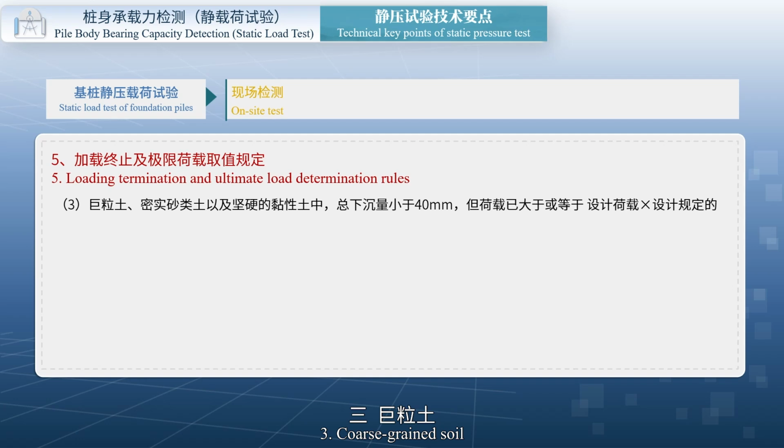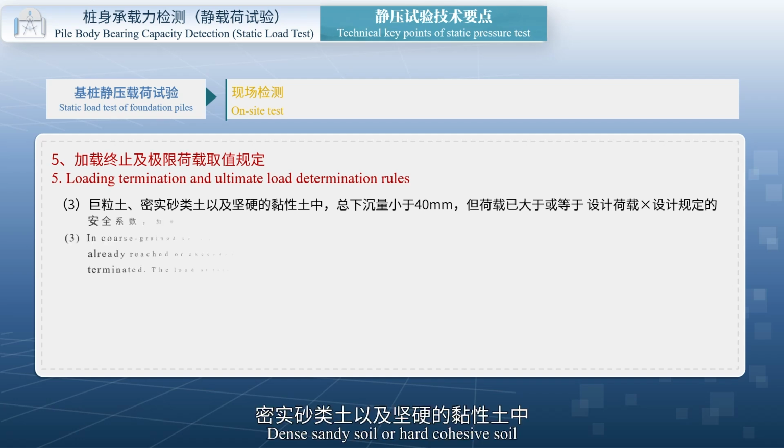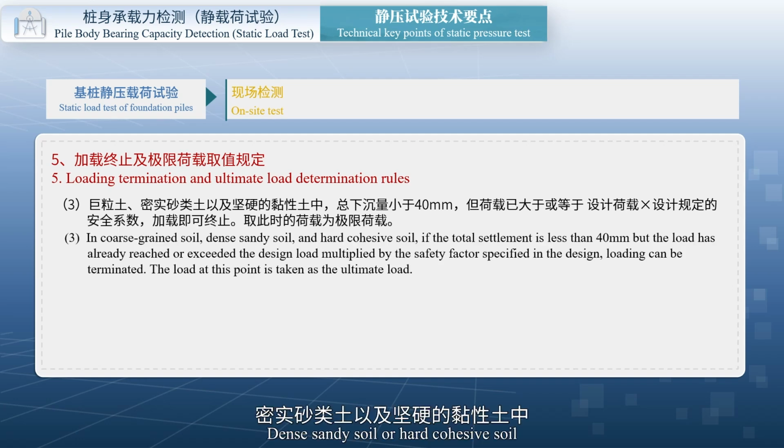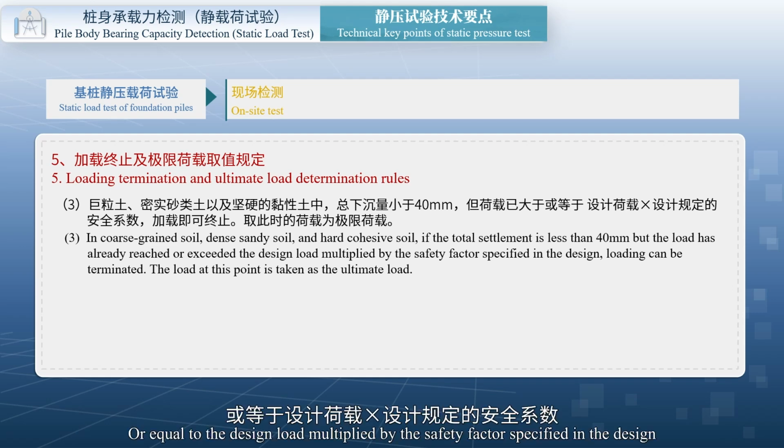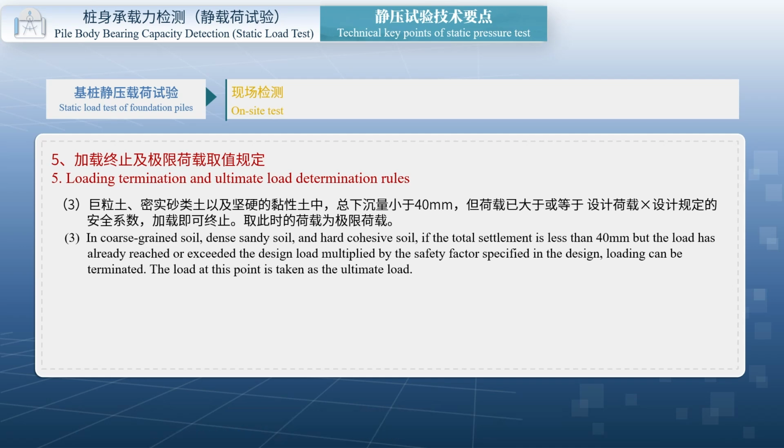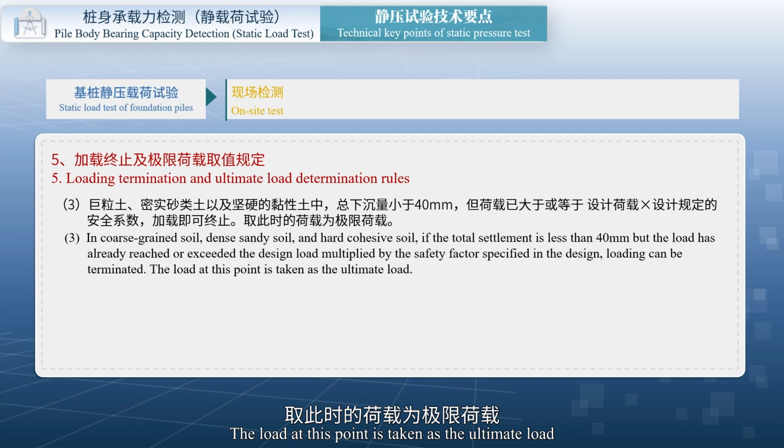Third, coarse-grained soil, dense sandy soil or hard cohesive soil. Total settlement less than 40 millimeters, but the load has already exceeded or equaled the design load multiplied by the safety factor specified in the design. Loading can be terminated. The load at this point is taken as the ultimate load.